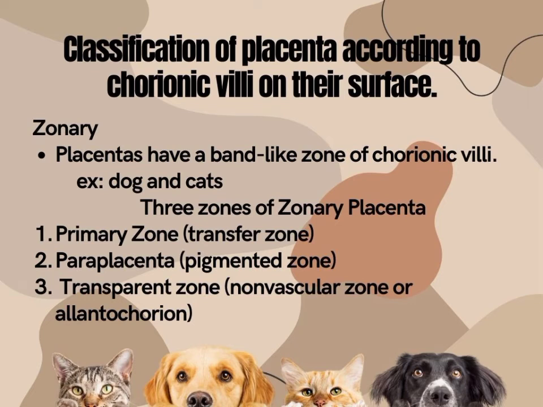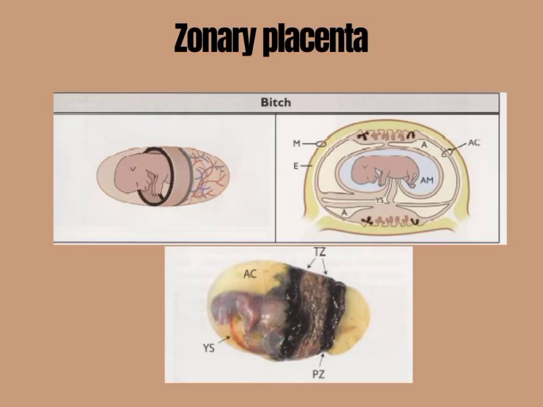The zonary placentas have a band-like zone of chorionic villi, and this is found in dogs and cats. There are three zones of zonary placenta, namely the primary zone or the transfer zone, the paraplacenta or the pigmented zone, and the transparent zone or the non-vascular zone, or allantochorion. The prominent region or the transfer zone, TZ, is where the band forms around the chorion near the middle of the conceptus, and transfer of nutrients happens here.